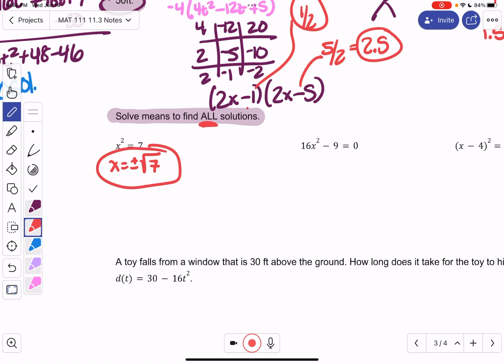The first test, we talked about that. The second test, it didn't matter as much. This test, if it says all solutions, the positive and the negative matter.